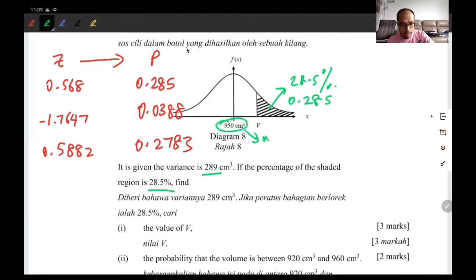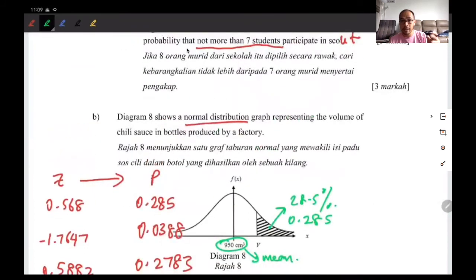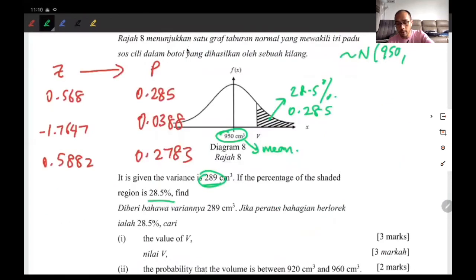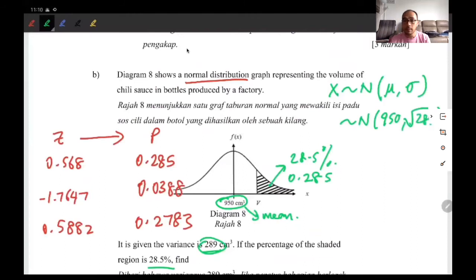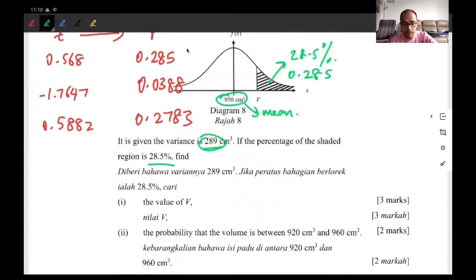950 is the mean. This is the variance, but in normal distribution, we don't want variance. We want standard deviation. In normal distribution, we want the mean and standard deviation. So the mean is 950 and the standard deviation is the square root of 289. Sorry, square root of 289. Very important.